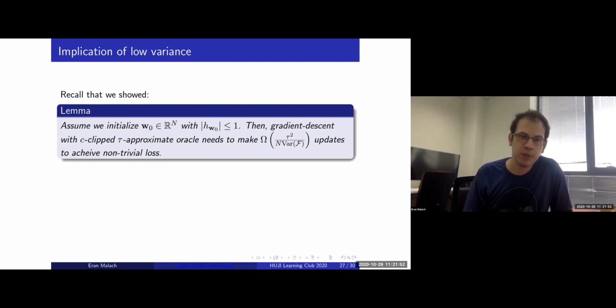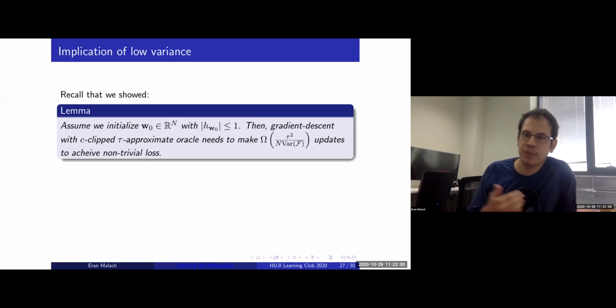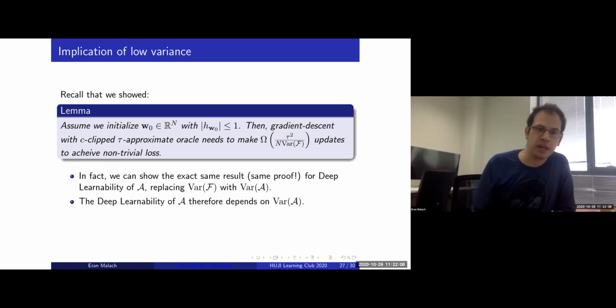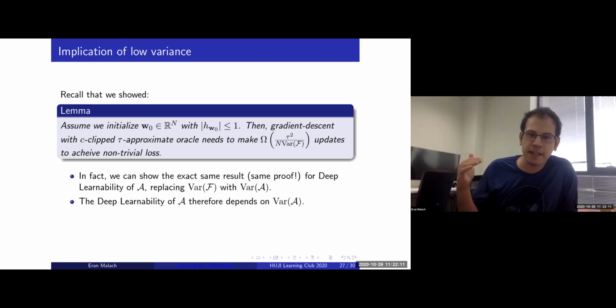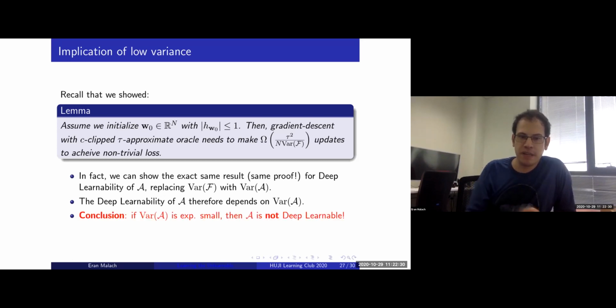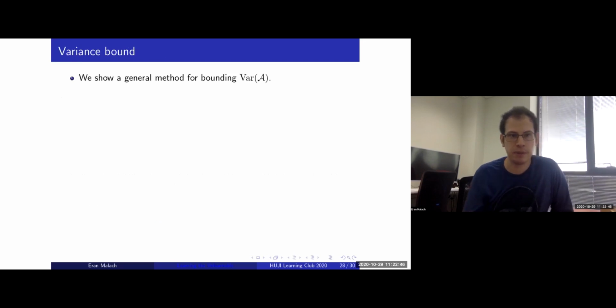And again, recall the result that if we have a clipped approximate gradient oracle, then we need to make a number of steps that depends inversely on the variance of the function class. And actually, I will not show this, but if you take exactly the same proof and replace A with F and variance of F with variance of A, you can show exactly the same result for the deep learnability of A, right? So we had that the variance of F makes F hard to learn. And here, if the variance of A is very, very small, then the distribution family A is not deep learnable, right? So we have exactly the same dependencies as before. Distribution families with low variance are hard to learn with deep learning.